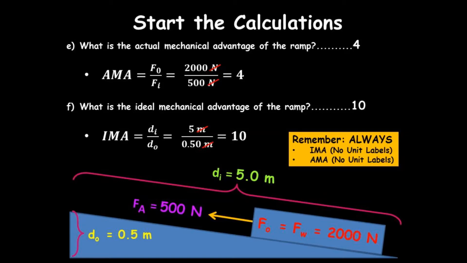Usually the AMA and IMA are done at the end of the problem, but in this particular problem, it can be done early because the output force, input distance, and output distance are all given. The AMA is the output force divided by the input force. So it's 2,000 newtons divided by 500 newtons. Newtons cancel, and I'm left with 4 as the AMA, which has no unit labels. The ideal mechanical advantage is DI over DO, which is 5 meters divided by 0.5 meters. Meters cancel. I'm left with 10.